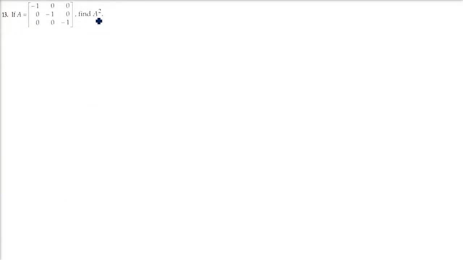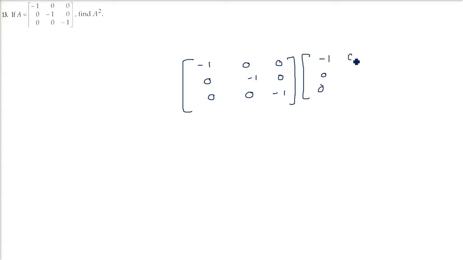A is this, A square we have to find out. And A to the power 4 also there is a question coming. So just see it very carefully. Minus 1, 0, 0 and 0, negative 1, 0, 0, 0, minus 1. Okay. Now all the diagonal elements are negative 1. Same here. All the diagonal elements are negative 1, others are 0.